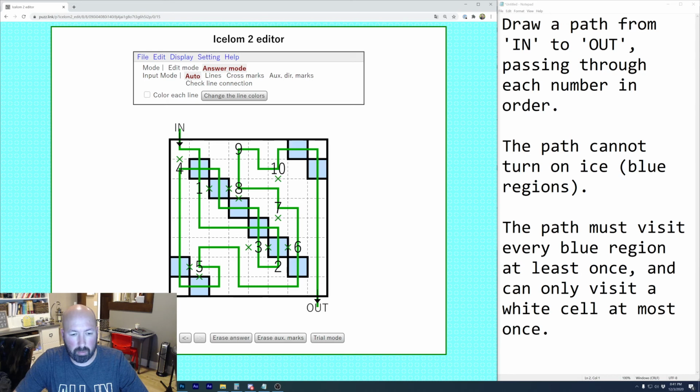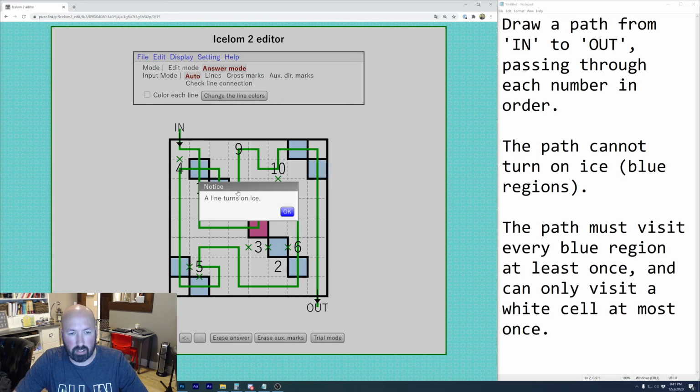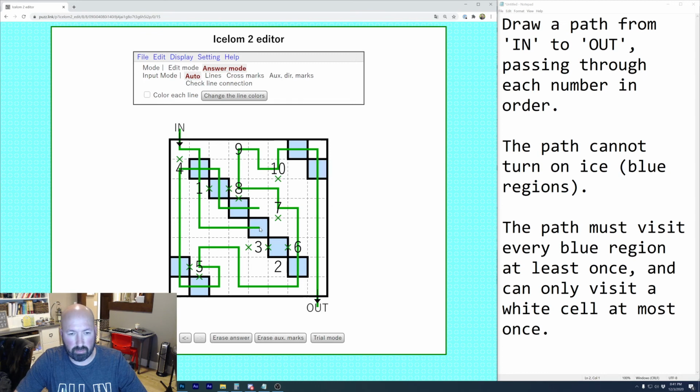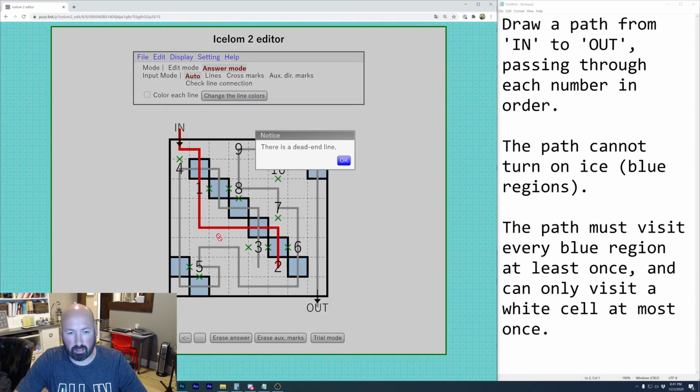And so this check button is a great way when you're still learning to figure out, am I doing everything right? So, let's say we didn't go through here, for some reason. This is going to give us several errors. If we hit check, it says a line turns on ice. So it's telling us the line turned on the ice right here. Perfect. Let's see. If we come down here and do like this, it will tell us there's a dead end line. The line stops here. It doesn't connect. It's not one long path.